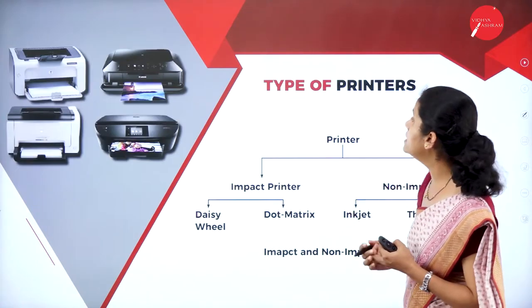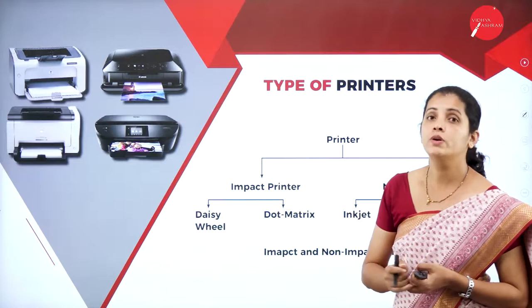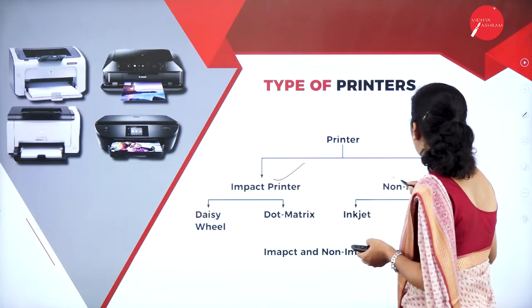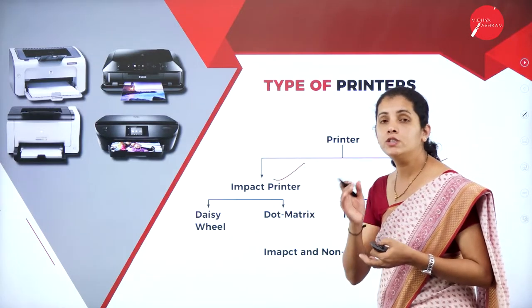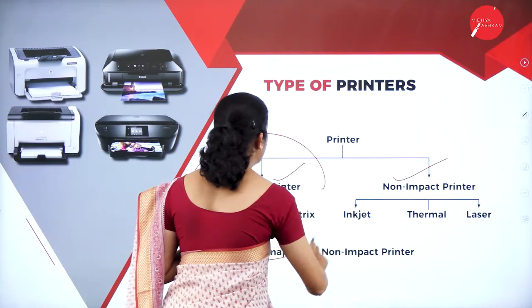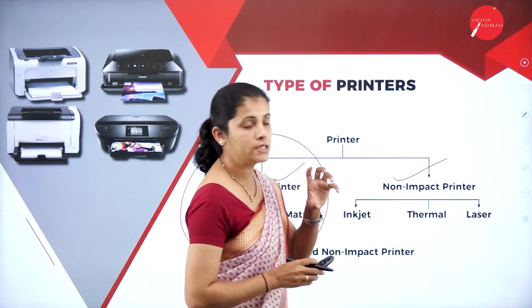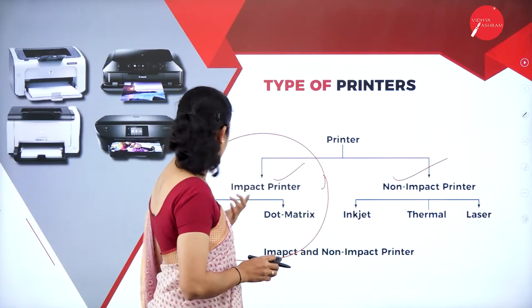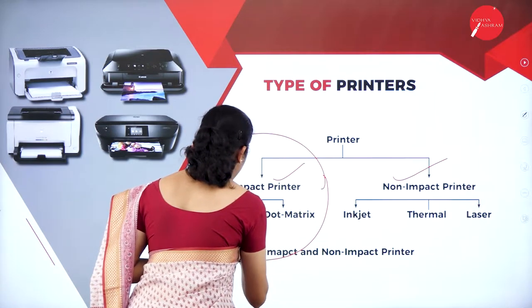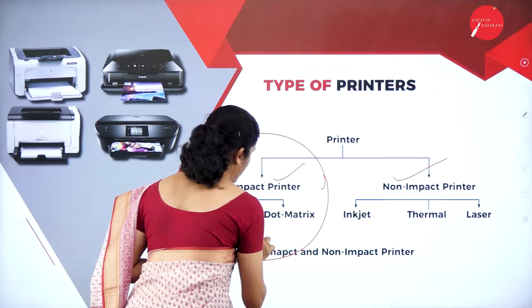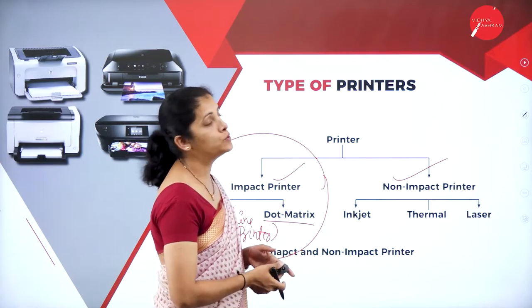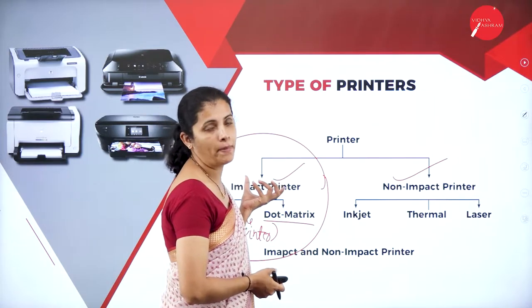Moving further, let's see the different types of printer. Printers are classified into two types, that is impact printer and non-impact printer. Dear student, just make a note that in today's session, I'm going to deal with impact printer. That means I'm going to discuss only impact printer and the two different types of impact printer, that is line printer and dot matrix printer. Along with that, I'm going to discuss the characteristics of impact printer.